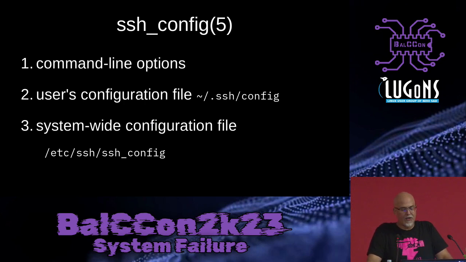2 or 3. So you can give it command line options. We already gave the command line option username at server. But you also have a config file in your home directory. So that's what we are going to talk about. And you could also have system-wide configuration settings in the /etc/ssh directory.